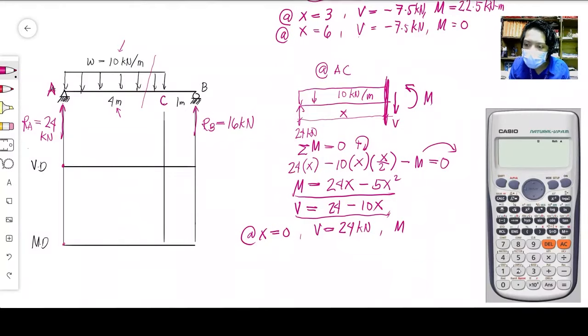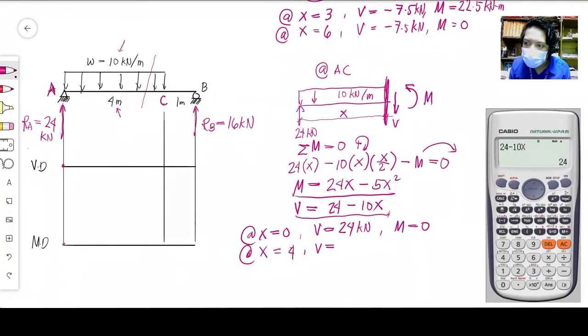And your moment is equal to 24x minus 5x squared. So when x is equal to 0, the value is 0, so your moment is 0. Then at x equal to 4, meaning at point C, your shear is equal to 24 minus 10x. I hope you're following.